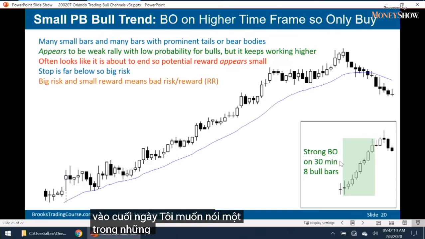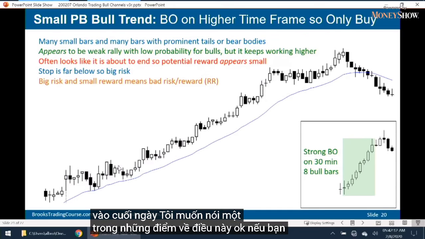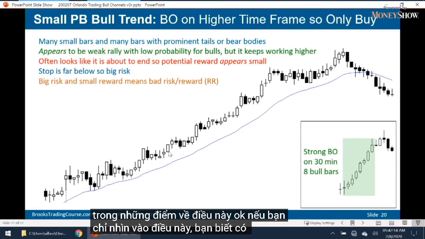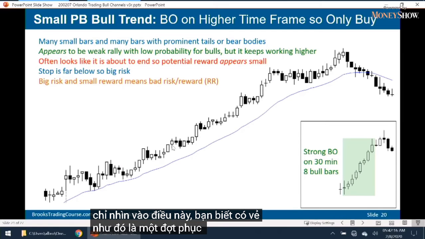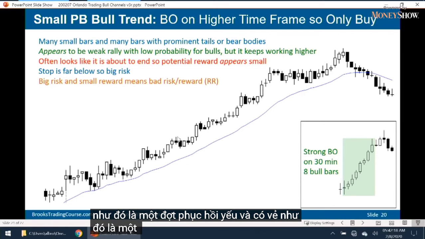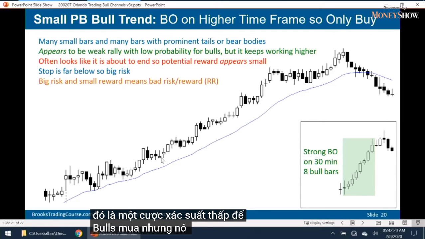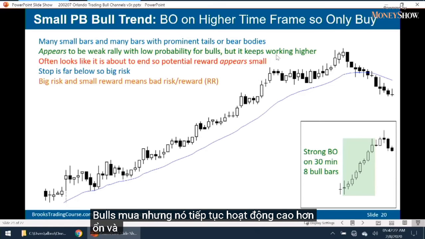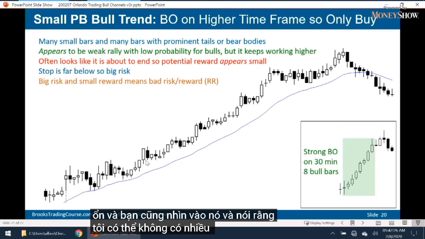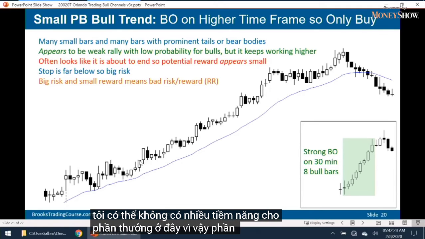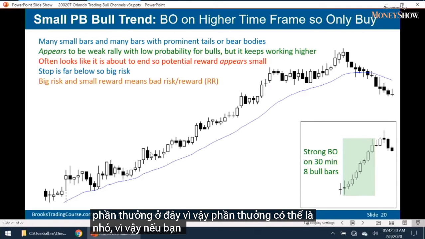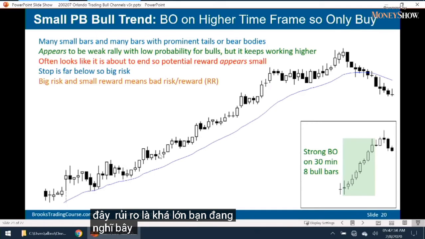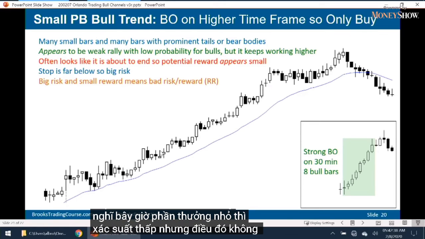I want to say one other point about this, okay? If you're just looking at this, it looks like it's a weak rally, and it looks like it's a low probability bet for the bulls to buy, but it keeps working higher, right? And you also look at it and you say, oh, there's probably not much potential for reward here, so the reward is probably small. So if you're buying anywhere in here, the risk is pretty big. You're thinking, oh, the reward is small, the probability is low, but that's not true.